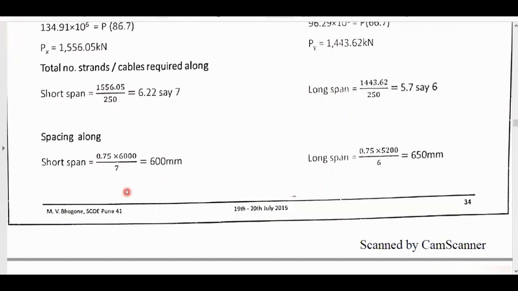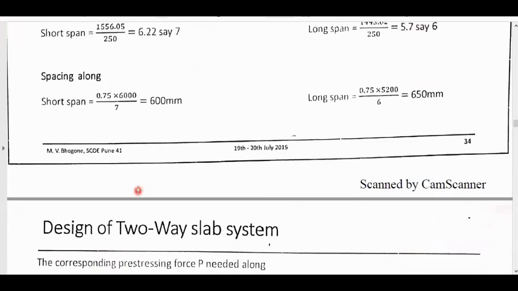So Lx is 5200. So it is 0.75 into Lx. This is 5.2 meters. Here I have written in mm. So it is 0.75 into 5200 divided by 6, which will give us 650 mm. So we have now the spacing for the cables.